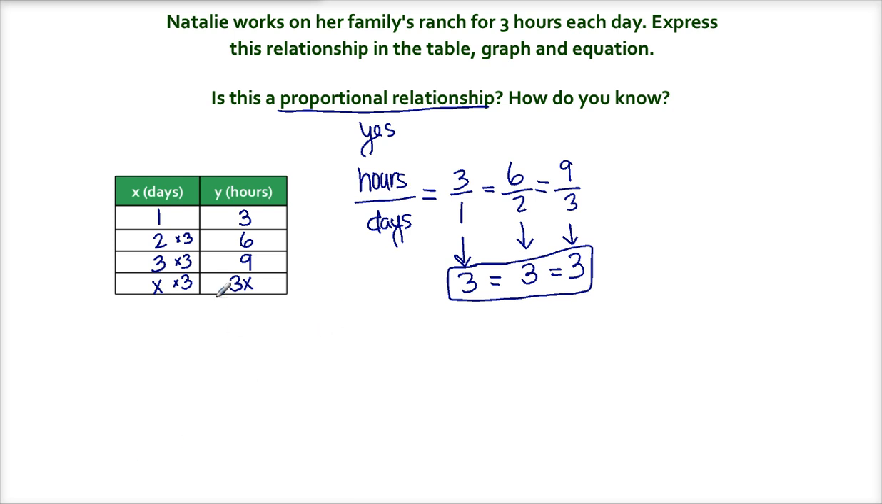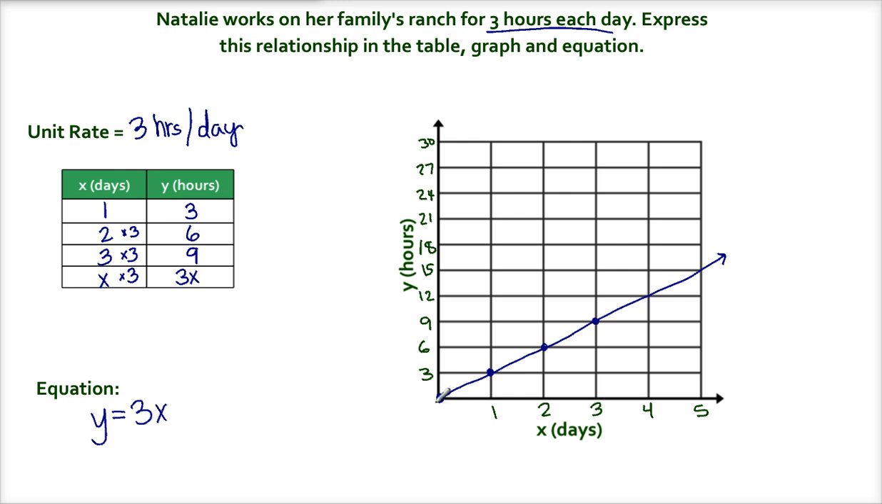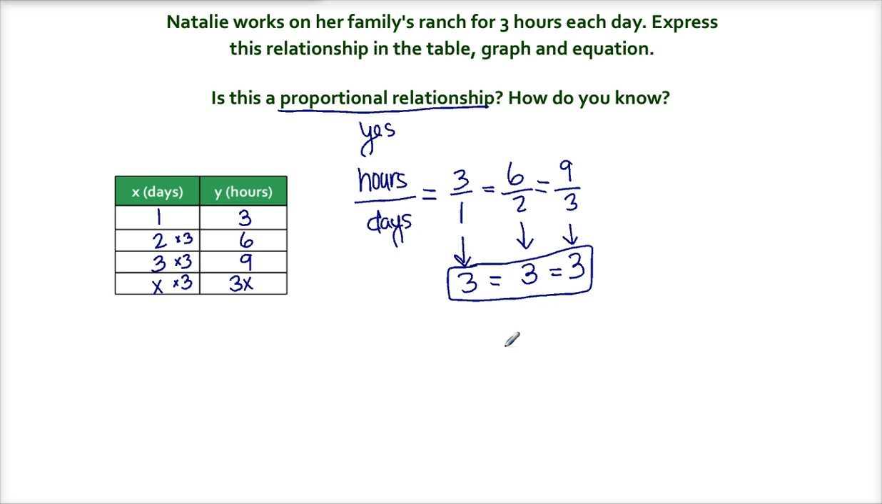Another way that I can tell that it's a proportional relationship is when I look at the graph, I notice that it's a straight line and that it starts at the origin 0, 0. Okay, so those two things, the straight line that starts at 0, 0, and the ratios being constant tells me that it's a proportional relationship.